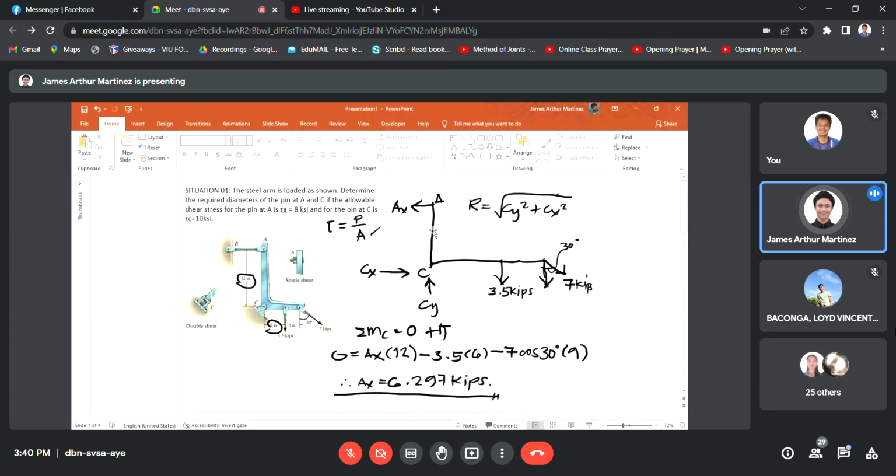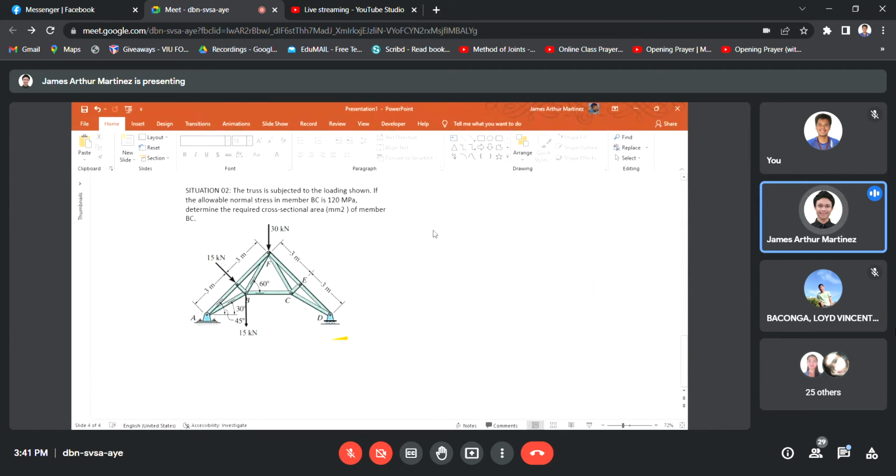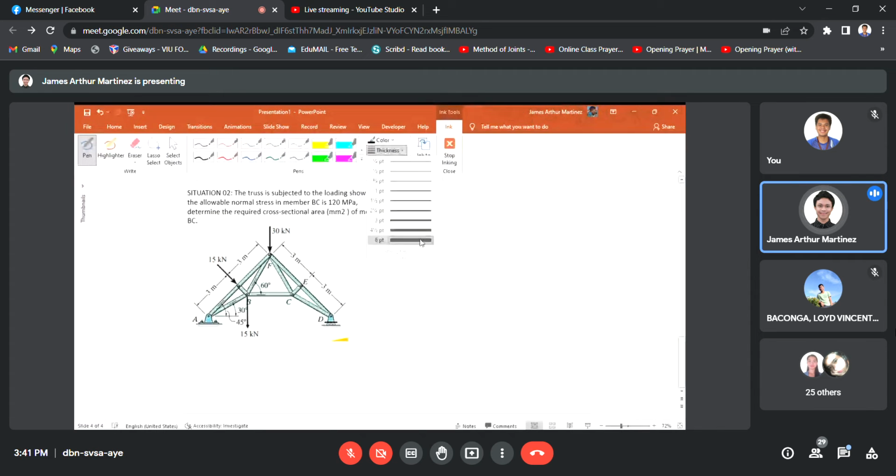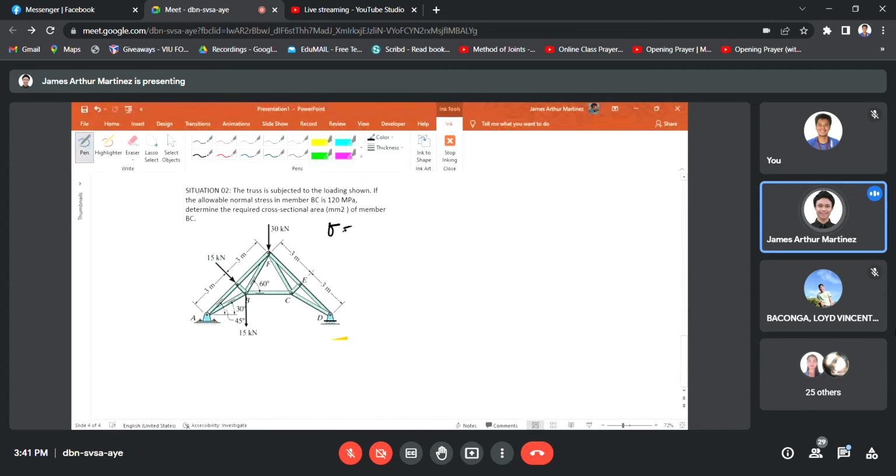So for situation number 1, shear stress was our consideration, here for situation number 2, allowable normal stress is what we consider, the restriction for our design. And the formula for normal stress is just the same as for shear stress, P over A. So what we need to find is member BC.